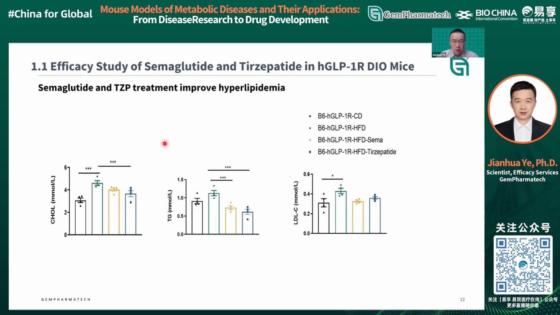And also, after the high-fat diet induction, the cholesterol rises in the blood. But after the treatment with tirzepatide and semaglutide, the cholesterol level decreased. It is the same with the triglyceride and the LDL cholesterol. So semaglutide and tirzepatide treatment can improve the hyperlipidemia induced by the high-fat diet.